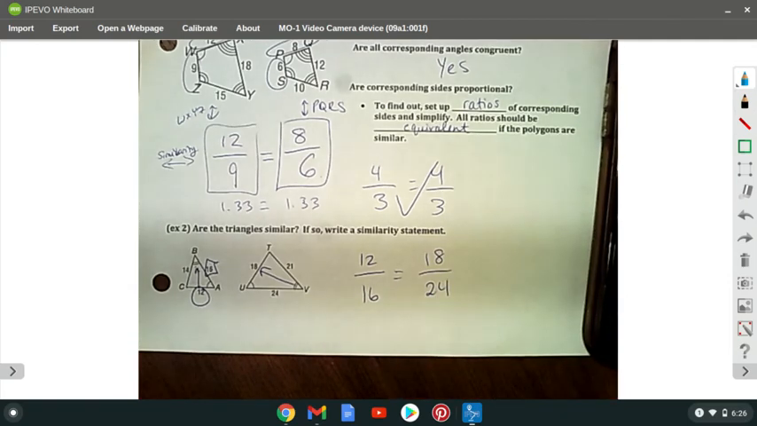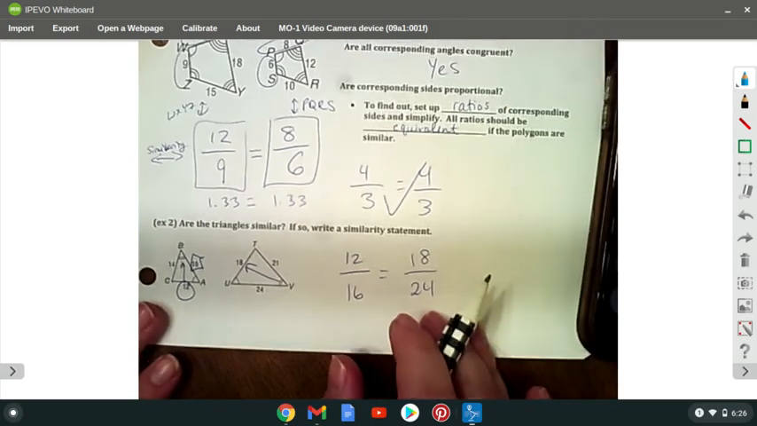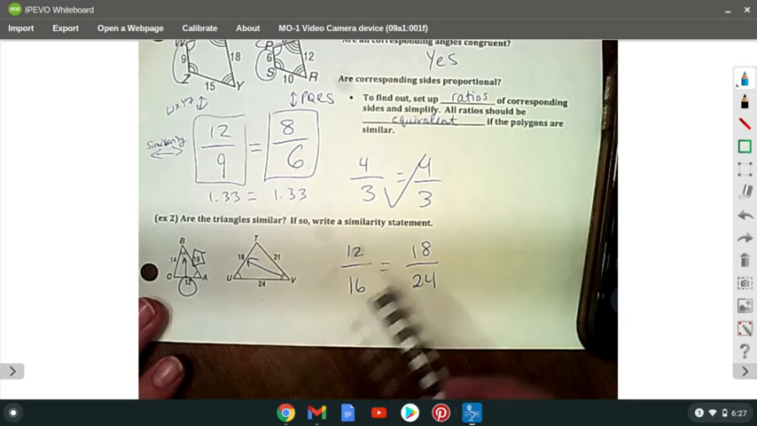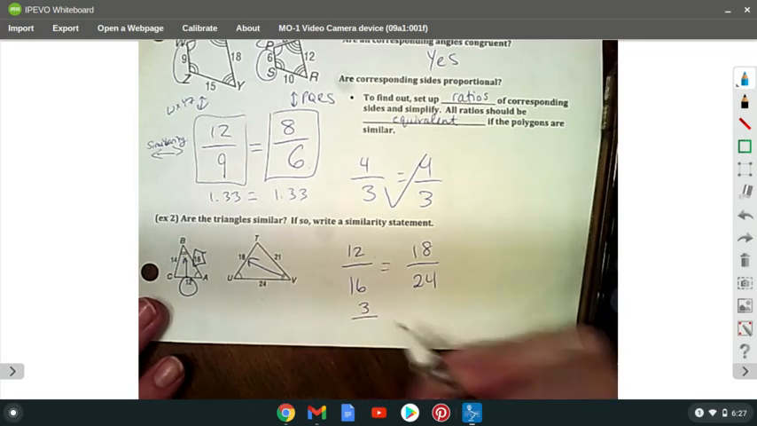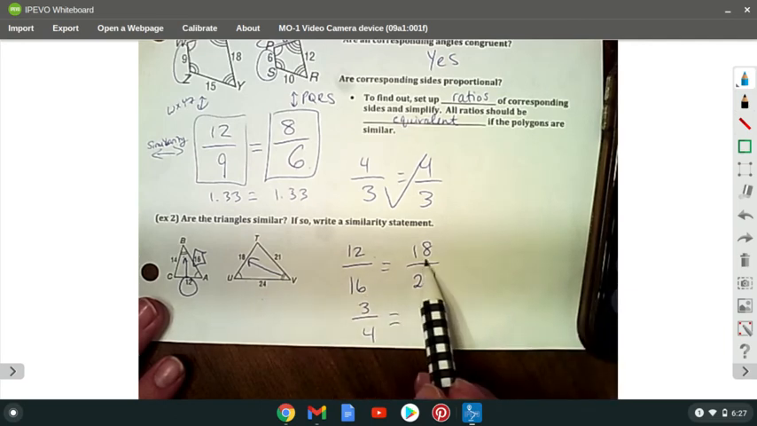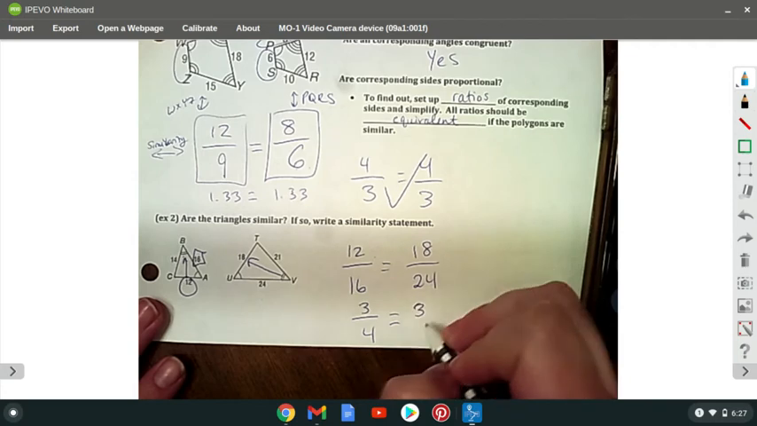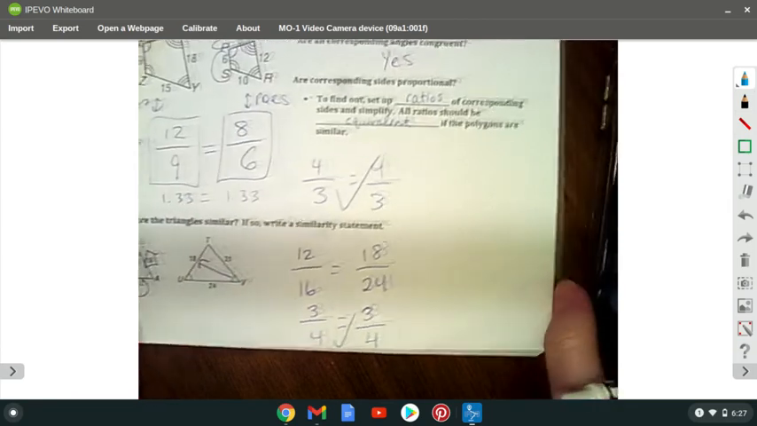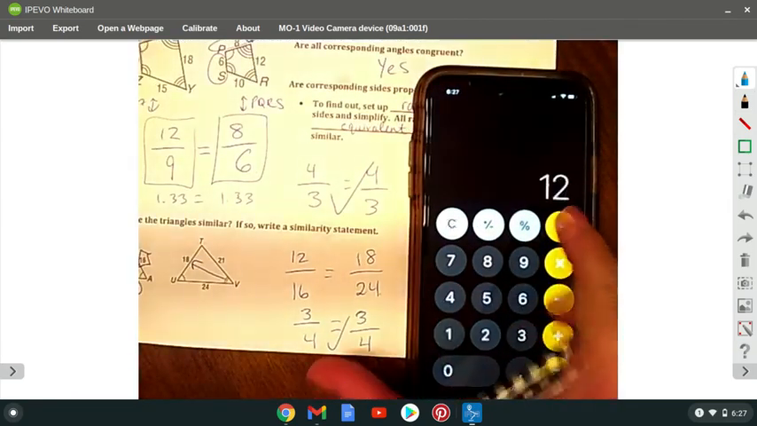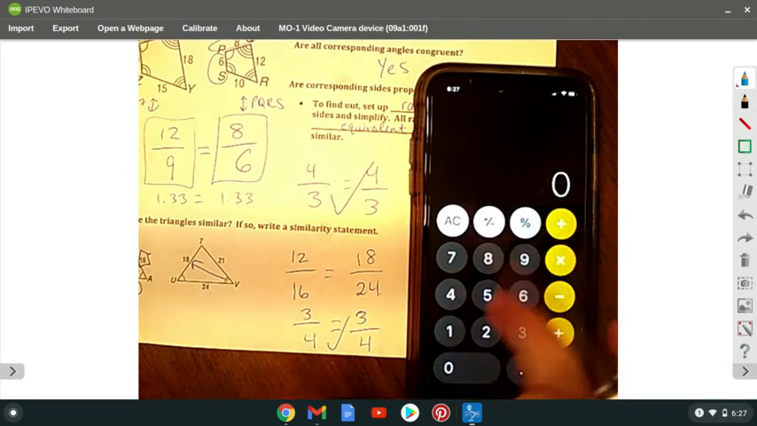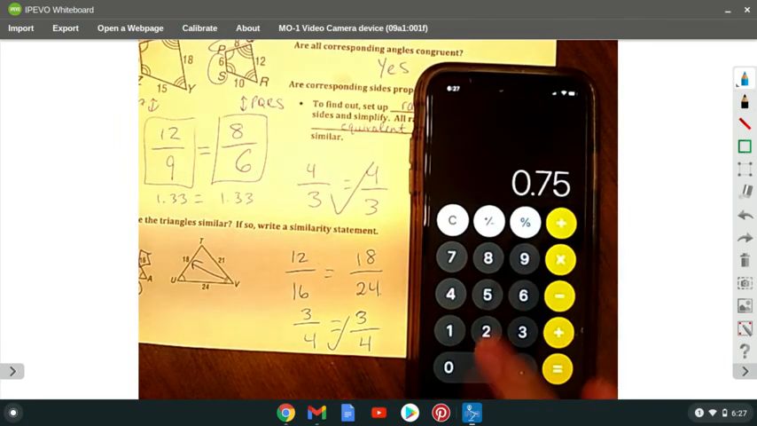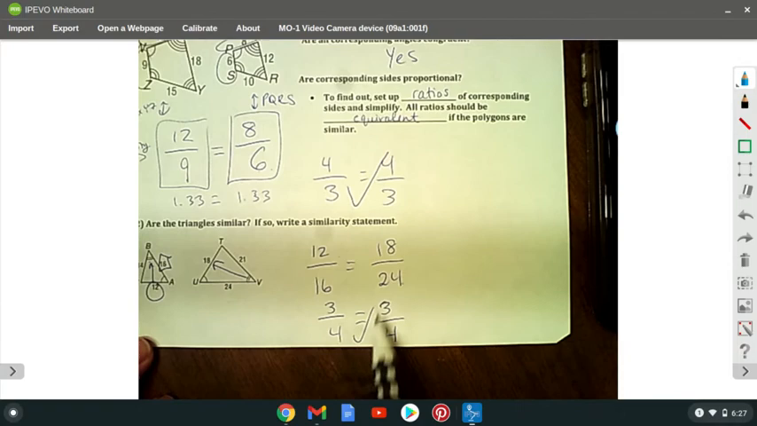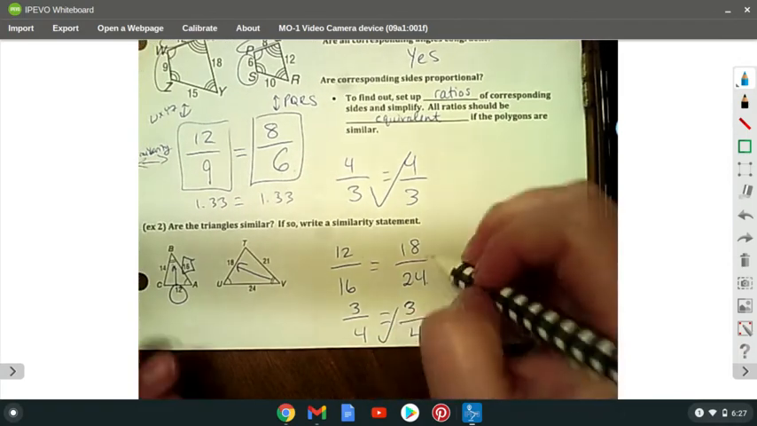Okay, now I'm going to think what I can divide these by, or I can put it in my calculator. If I wanted to divide them, I could divide these by 4. 12 divided by 4 gives me 3. 24 divided by 4 gives me 6. I could divide these by 6. 18 divided by 6 is 3. 24 divided by 6 is 4. So I've already seen that these are proportionate using my simplifying. But I could also do 12 divided by 16 to get 0.75, 18 divided by 24 to get 0.75. So now that I've proved that the corresponding angles are congruent and the sides are proportional, I'm going to say yes, they are similar.